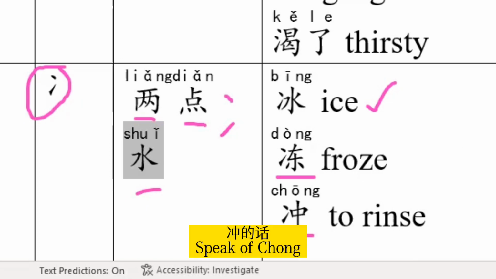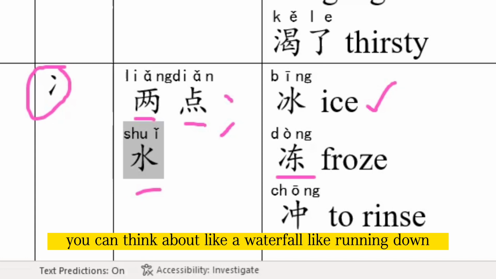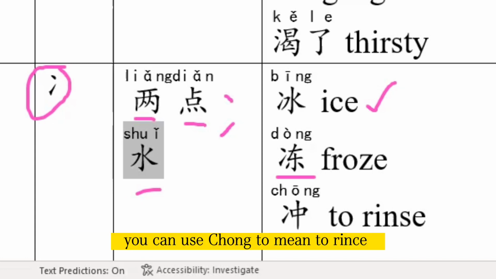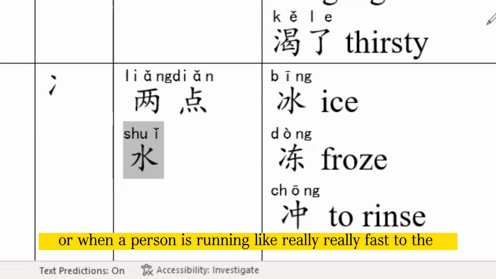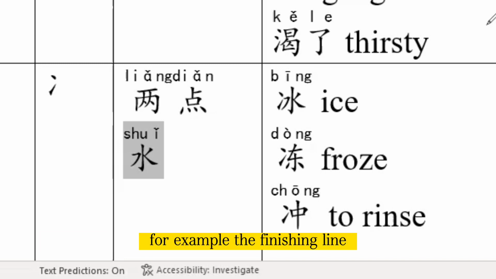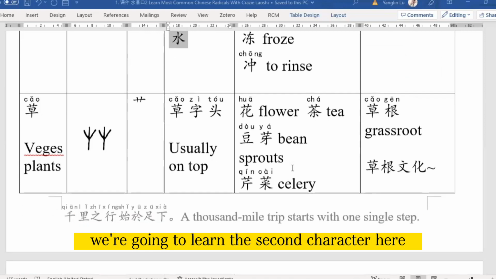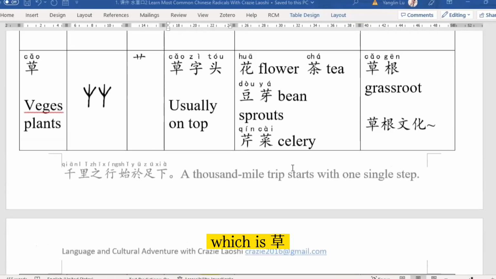So for 冲, you can think about a waterfall, like running down. Okay, that's 冲. But today you can use 冲 to mean to rush, for example when a person is running really, really fast to the finishing line. I can say 冲啊. Remember this 水 and this ice. Okay, 好, we're going to learn the second character here, which is 草.